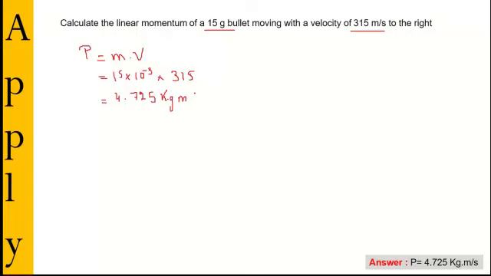Now, if the question was to find also the vector P, the linear momentum vector, then since it's moving to the right, we can take it as the x-axis. So it will be in terms of i vector. Then P vector will be equal to 4.725 i vector. This is the linear momentum in terms of vector.